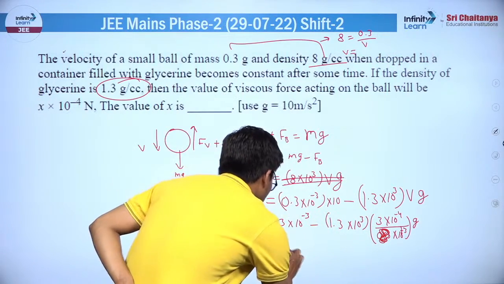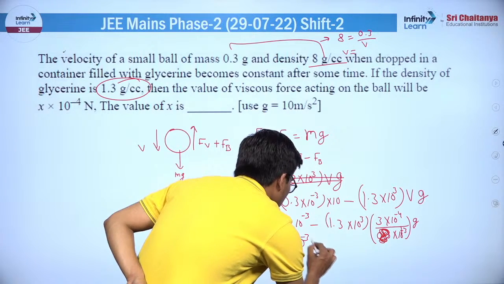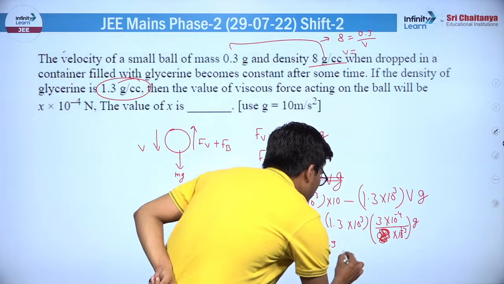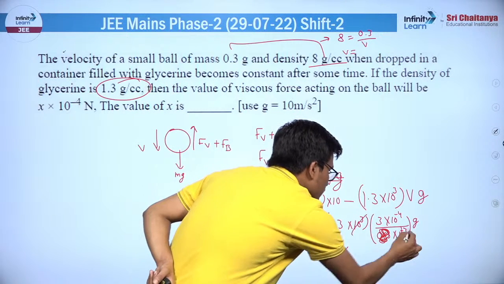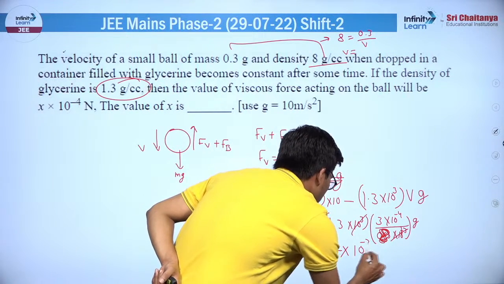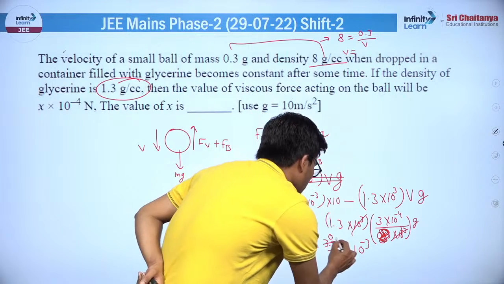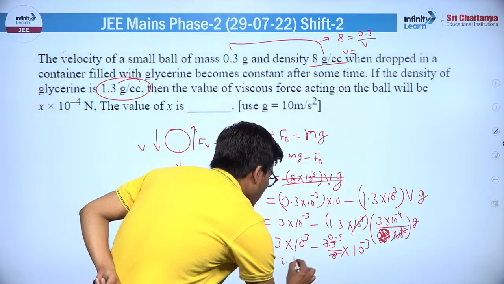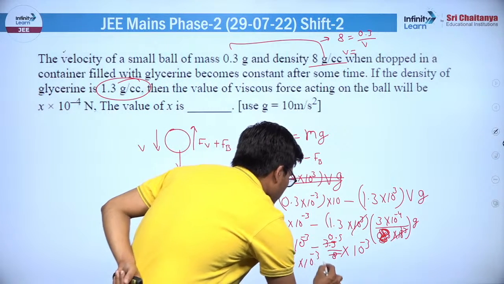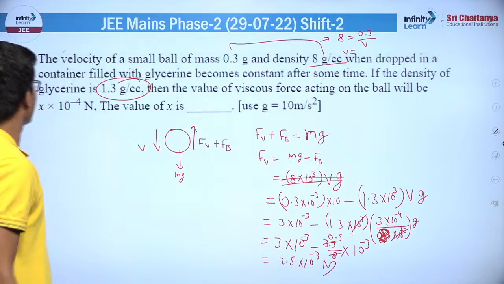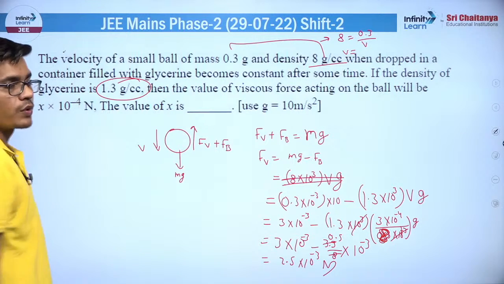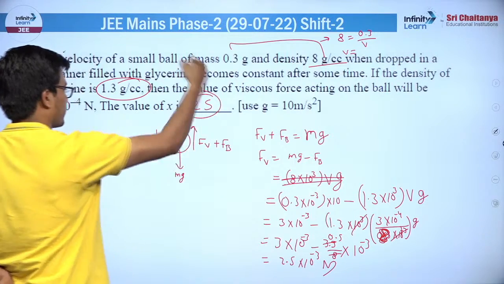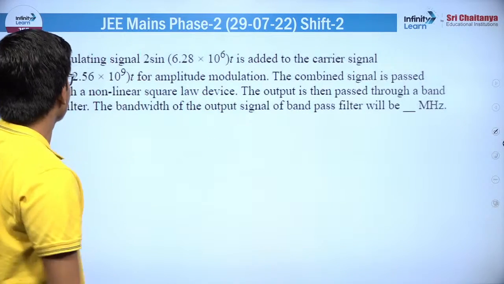So now what can you do? 10 into 10 to the power minus 3 minus 3.9 divided by 8. This will get cancelled, this will be 10 to the power minus 3, this is approximately 0.5, right, and it will be 2.5 into 10 to the power minus 3 Newton. And if you want to write it in 10 to the power minus 4, the answer should be 25. Alright, moving to the next question.